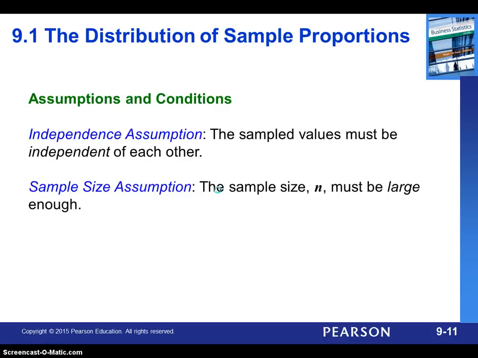Now there are some assumptions and conditions we have to meet. One is independence, so the sample values must be independent of each other. Basically, the way to ensure that is it should be random, so the more random you are in selecting your students. What I said before was, we should have the computer select from our student IDs 30, 50, 100 students at random, and that will help us ensure that these are independent.